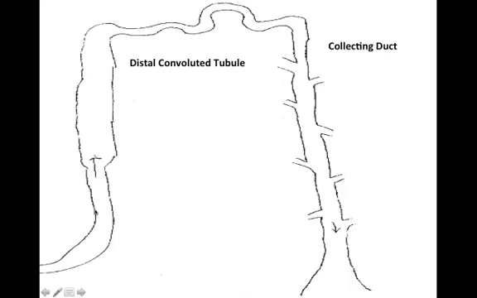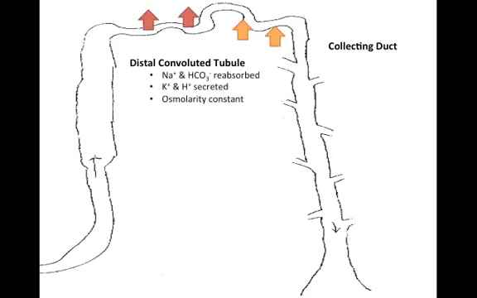Coming from the ascending loop of Henle, we're going to hit the distal convoluted tubule, and that tubule is the fine-tuning area of the nephron. And what will happen in the DCT is you're going to reabsorb some more things. So you're going to reabsorb some sodium, you're going to reabsorb some bicarbonate. If there's a little chlorine there, pretty much anything can be reabsorbed in small amounts here.